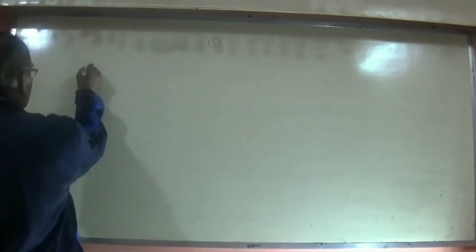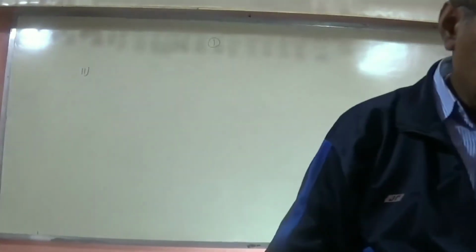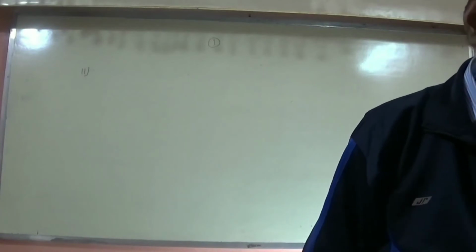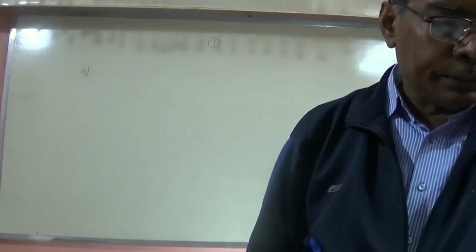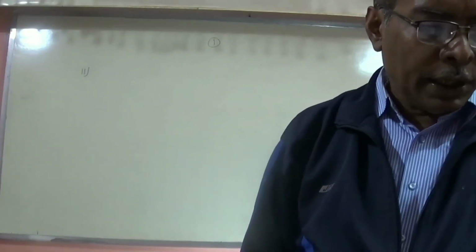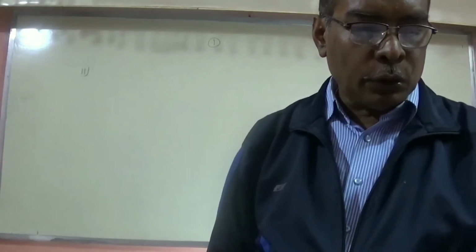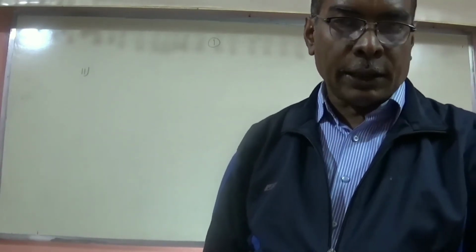Questions number 11. What does it say? Why have I selected it? Because the number is given in a typical way. In 8 days, the earth picks up 6.4 into 10 to the power 7 kilogram of dust from the atmosphere.